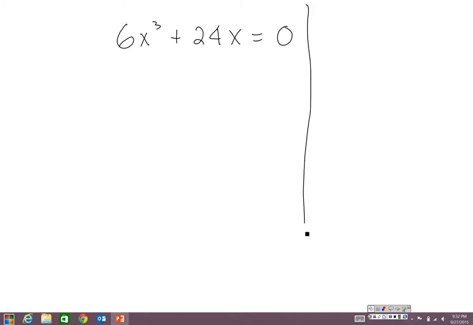So the first problem that I want to go over is 6x cubed plus 24x equals 0. I thought this was a good problem to go over. It's solving an equation, of course, and so let me write out all the steps to solving an equation. Make sure that you memorize these steps.